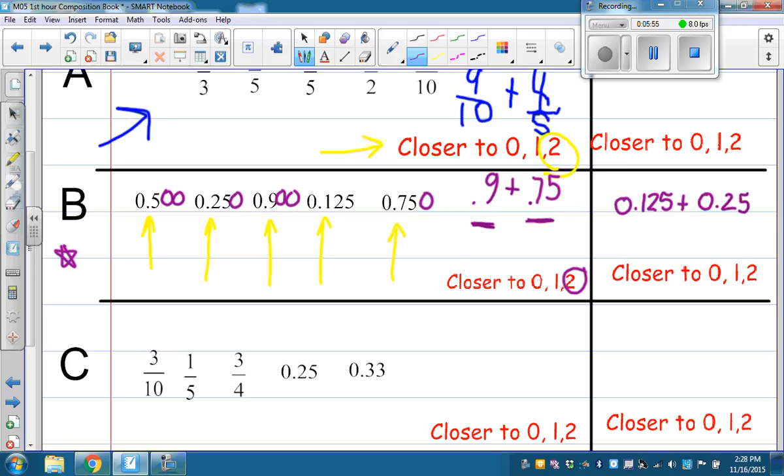0.25, because those are the smallest decimals individually. And then would you say that sum is closer? So think of that as 125 thousandths plus 250 thousandths, or just 125 plus 250. Hayden, is that closer to 0, 1, or 2? It's closer to 1. Why?